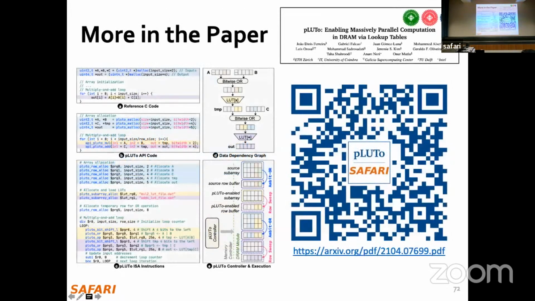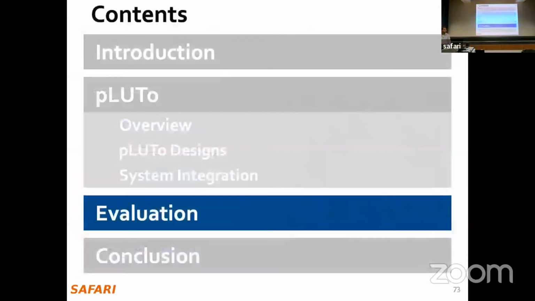So this is a quick overview of how all of those components look in example C code, how it translates to pLUTo APIs and pLUTo ISA instructions, and how the pLUTo controller handles the execution. For more information on that, I invite you to check our paper.